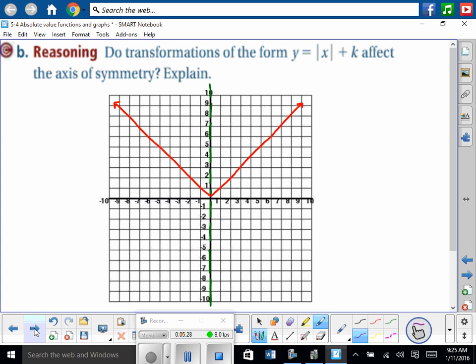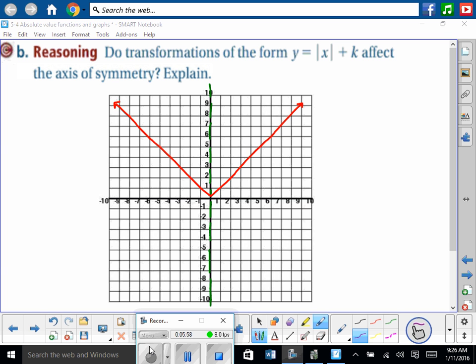Okay, so this is my question for you. I want you to think about this. Do transformations of the form y equals the absolute value of x plus k affect the axis of symmetry? Does the shift up and down affect the axis of symmetry? So ready, set, go. Think, talk to your group. Yes or no? Every group should have a vote. How many of you say it does affect the axis of symmetry? Yes. How many say no?